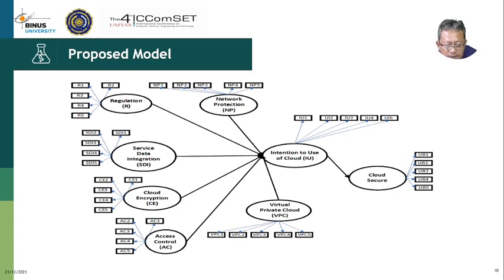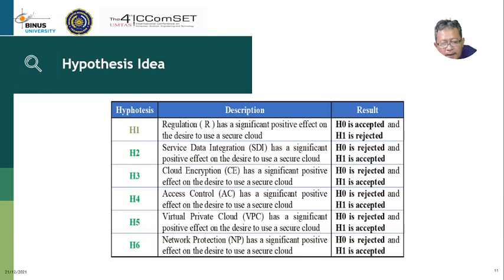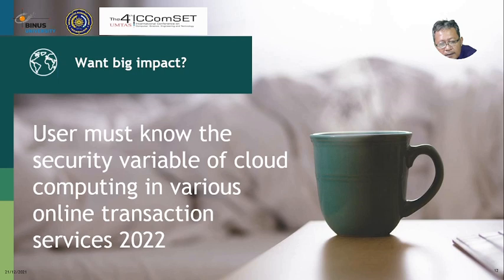The model of this research came from TAM 2, but was modified for this research. There are 6 hypotheses, which assume that all the variables have a significant positive effect on the intention to use cloud. So what is the one big impact of this research? Users must know the security variables. All users of technology must be conscious of the security variables of cloud computing, especially in various online transactions in 2022.